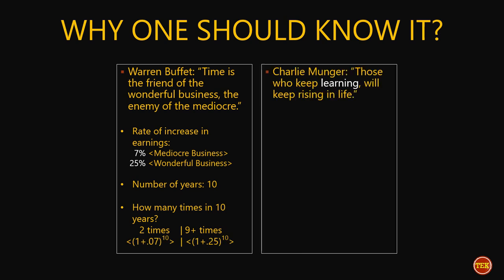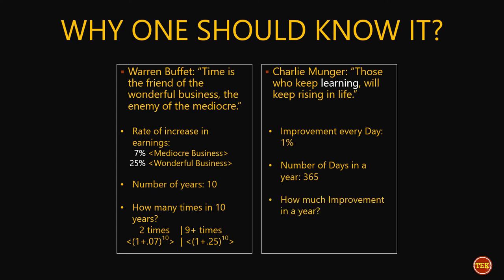Let's take one more example. Charlie Munger says, those who keep learning will keep rising in life. What is the reason behind that? Let's explore. If one mandates that they want to improve 1% every day for the whole year, which has 365 days, once we plug in the formula, how much improvement can one expect in a year? 38 times, which is quite a big improvement.